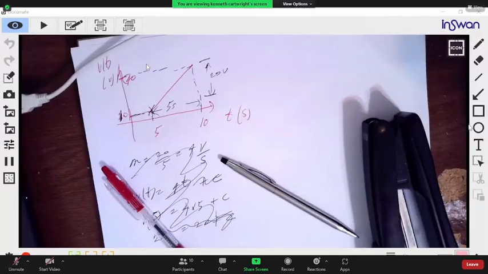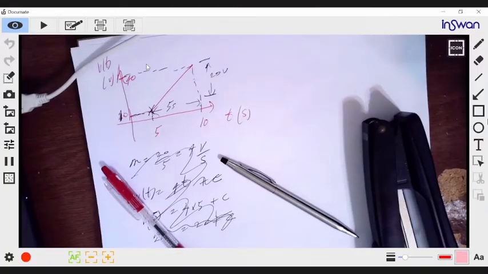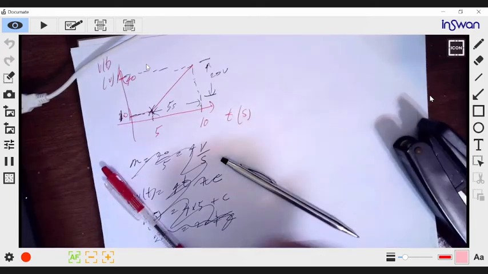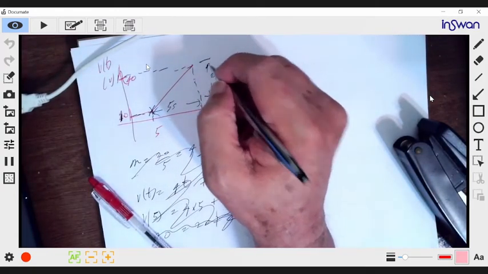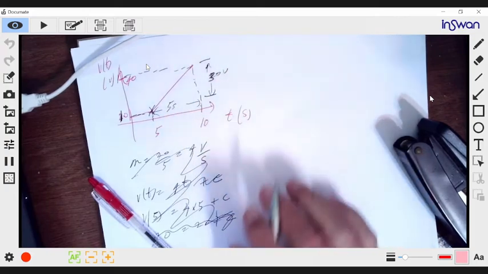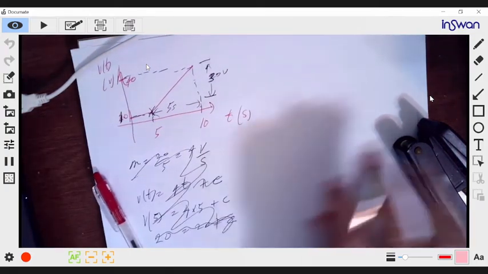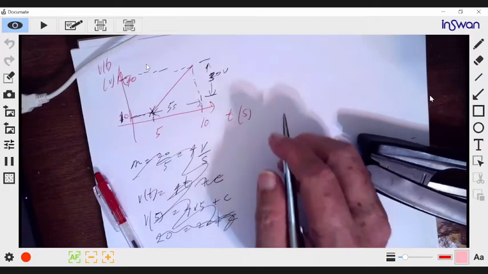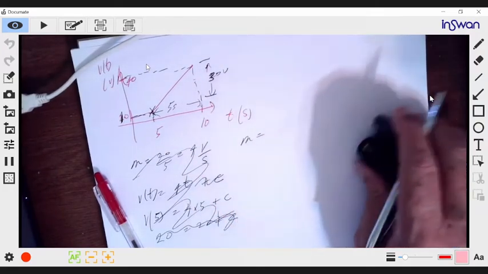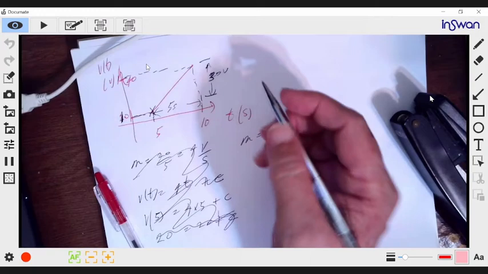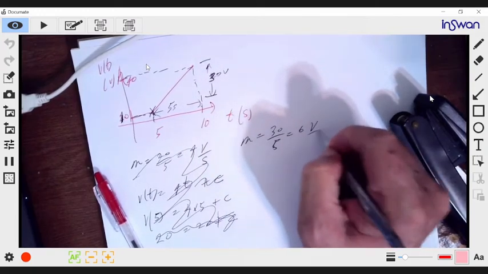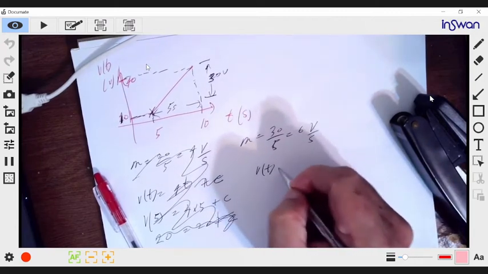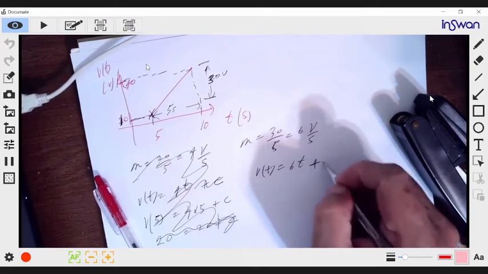Okay, pay attention, please. So the rise is now 30, and the run is still 5. Okay? So M equals 30 over 5, which equals 6 volts per second. So V of t equals 6t plus c.